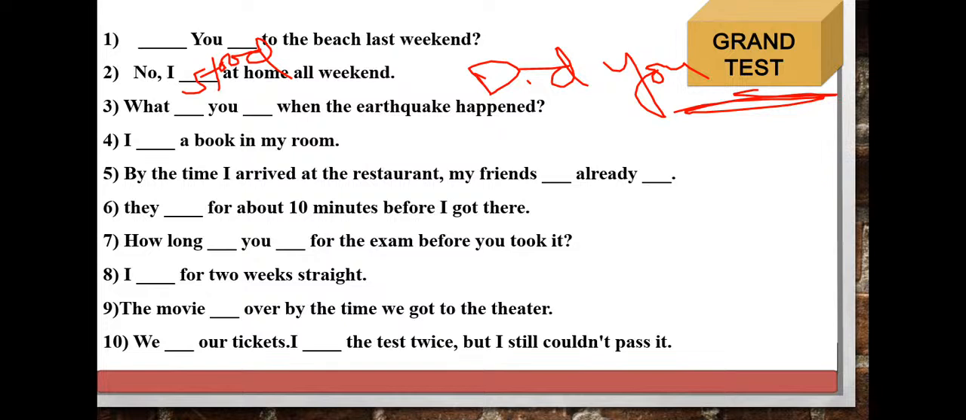What days you days when the earthquake happened? It is talking about an action that has been interrupted by another action. You were doing something and something happened, so it should be past continuous. What were you doing when the earthquake happened? Okay, I was. I was.